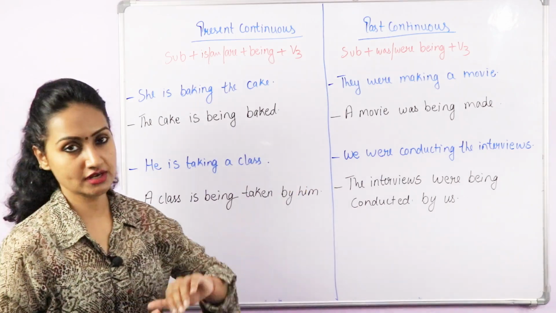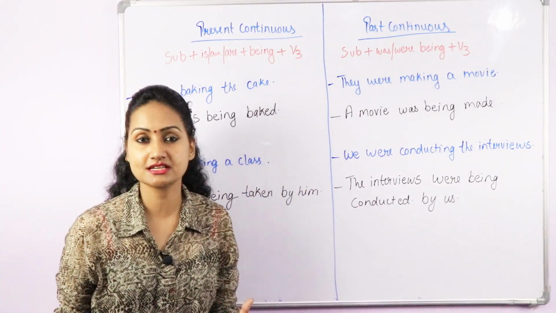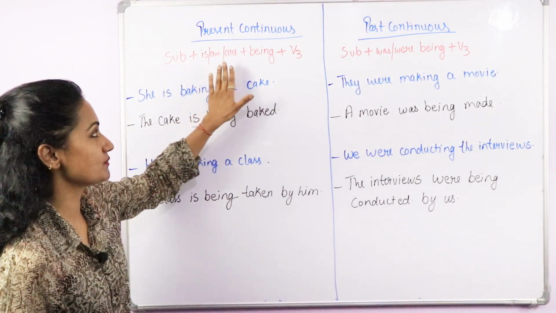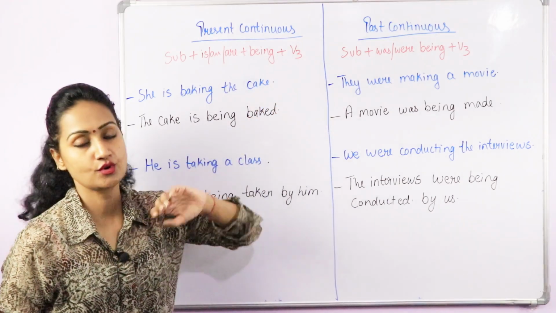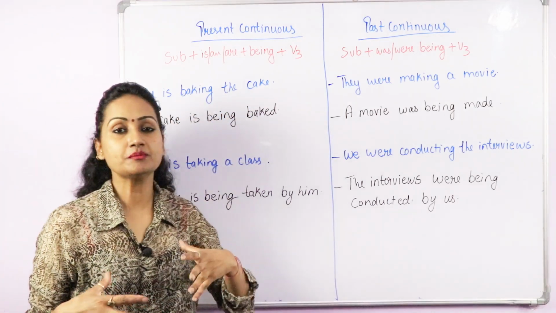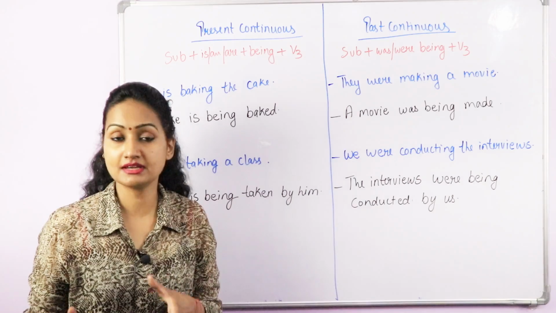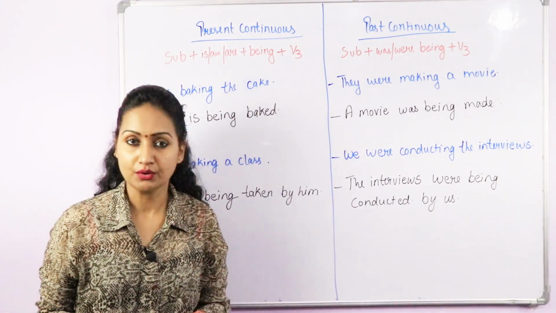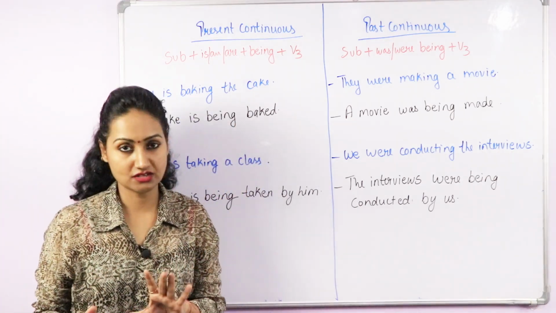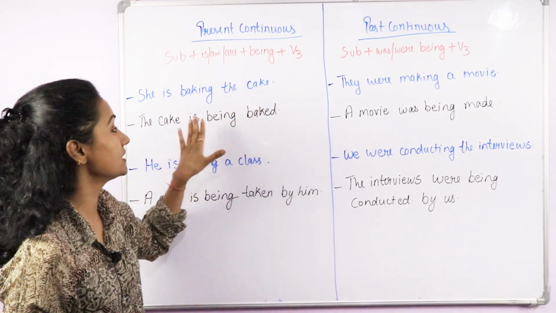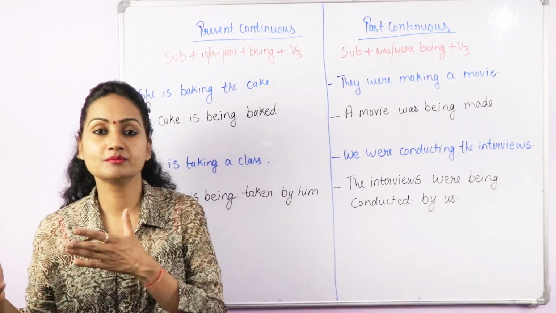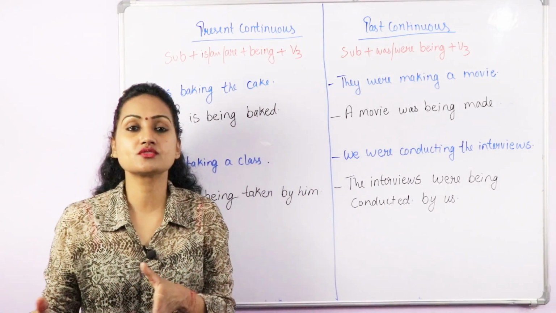I have not written future continuous over here because we don't make passive sentences in future continuous. Okay, so here the rule is subject plus the auxiliary verb is, am, are plus being plus third form of the verb. She is baking the cake. So here the meaning of this sentence is that the action of baking is going on right now. Okay, so now if you change it into passive, the cake is being baked, so the meaning doesn't change. It's just that the object becomes the subject, but present continuous is present continuous. The cake is being baked means this action is going on right now in present.